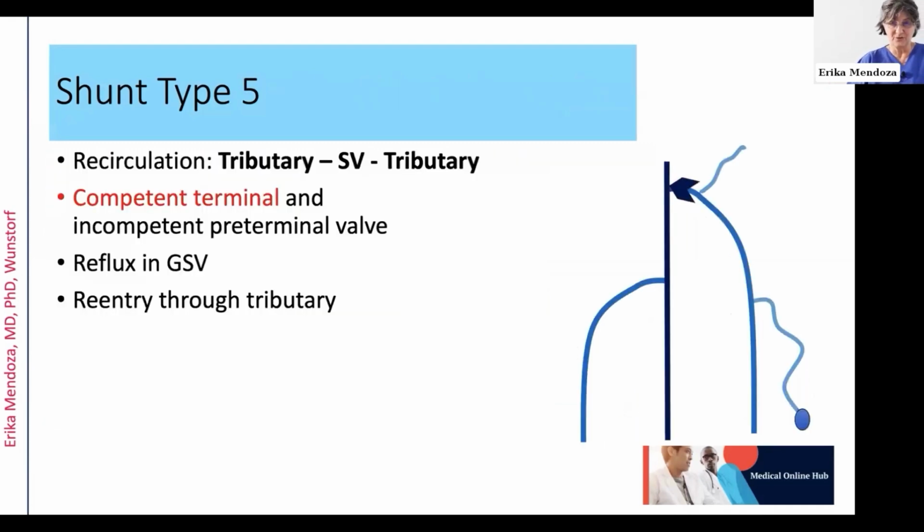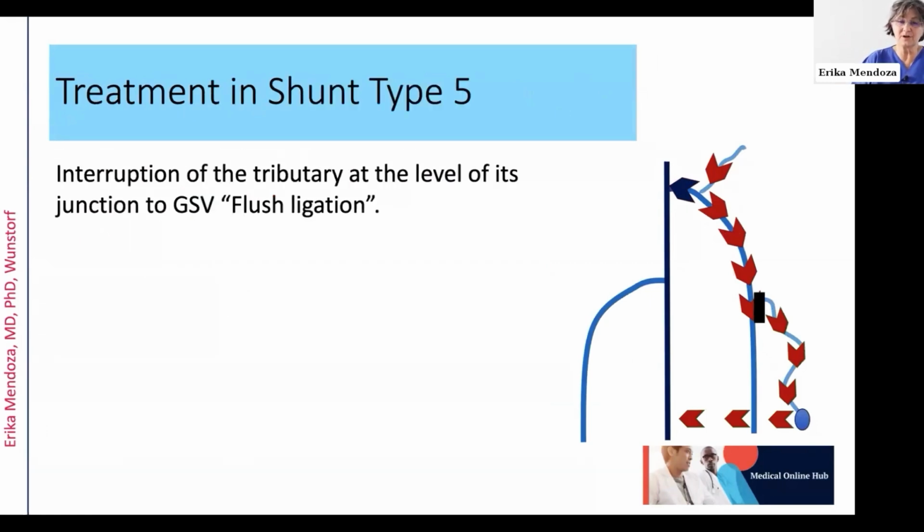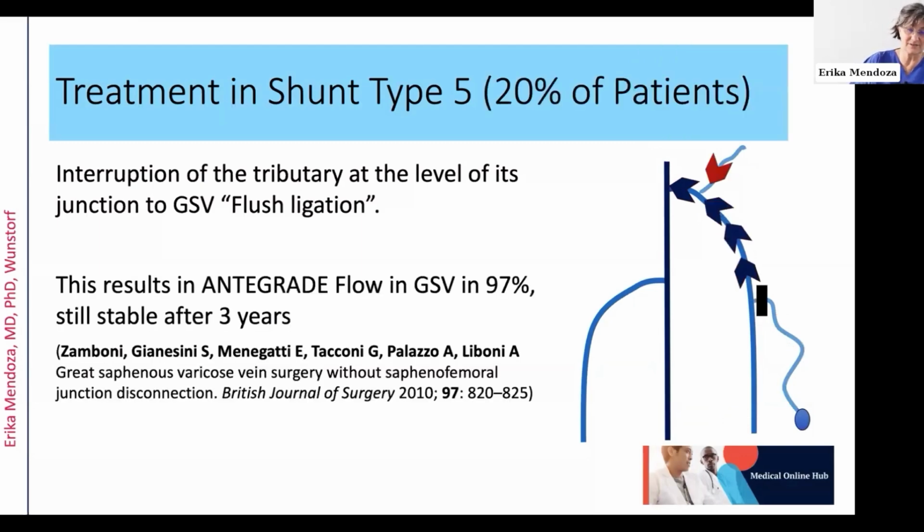The shunt type 5, which is 20% of the patients, is even more interesting. The important thing is that the terminal valve is competent. We had an MOH on this. Then you have a reflux from the tributaries of the groin down the great saphenous vein, down the tributary and draining. And in this case, if you interrupt the tributary with a flash ligation, you will have in 97% of cases a stable anterograde flow. So you have a completely competent saphenous vein just by interrupting the tributary. And this is 20% of our treating population. So this is really an important thing.